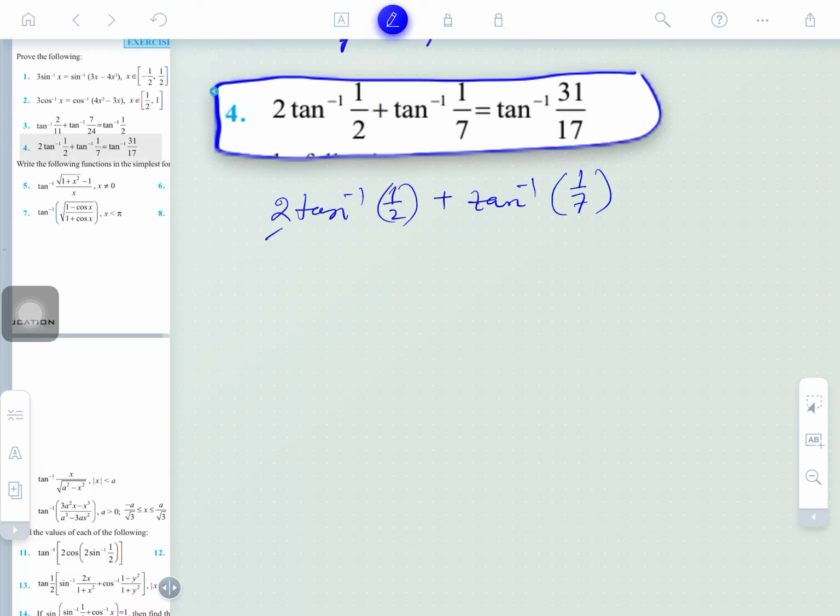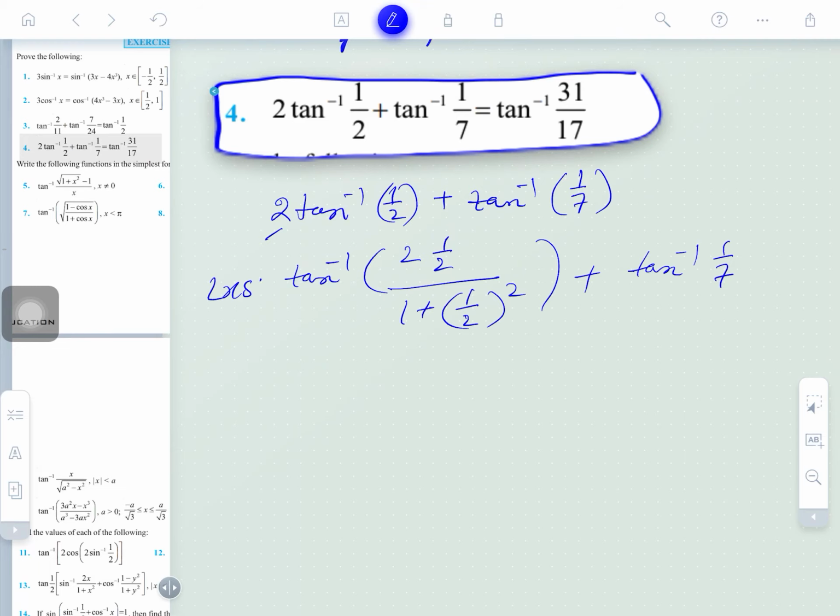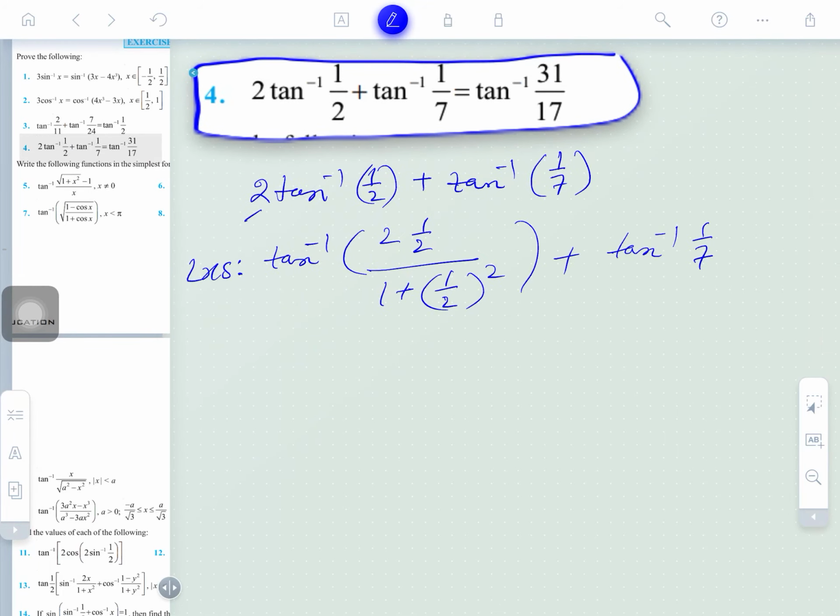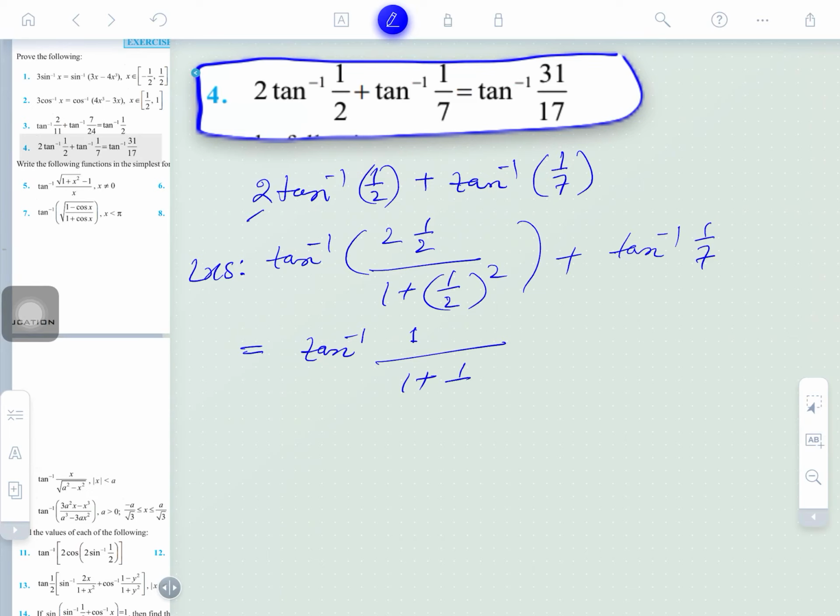2 tan inverse x can be written as tan inverse of 2x by 1 plus or minus x squared. It is a tan inverse, let it remain as it is. This is the left hand side we are solving. Clear? 2 cancels here, tan inverse of 1 divided by 1 plus 1 by 4.